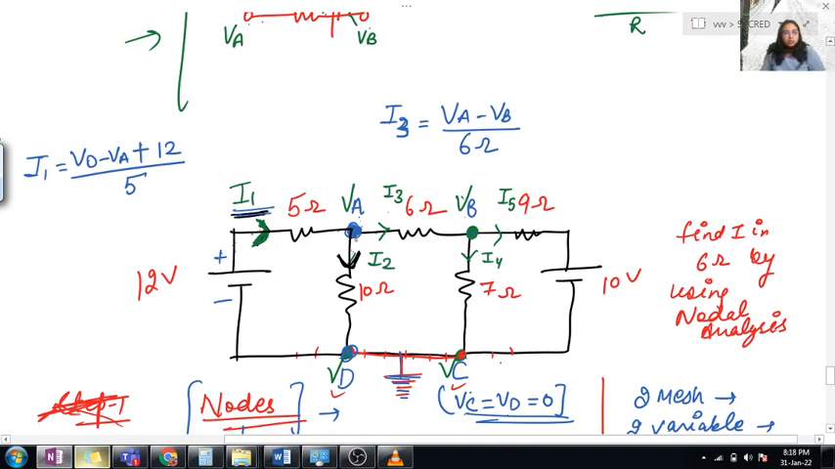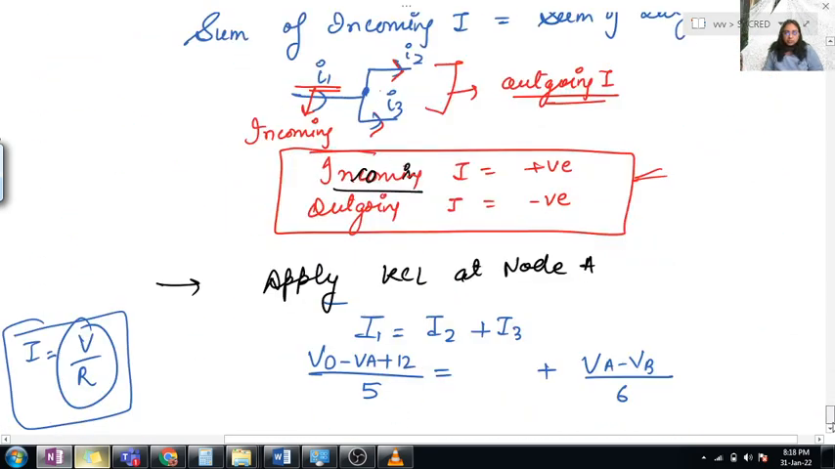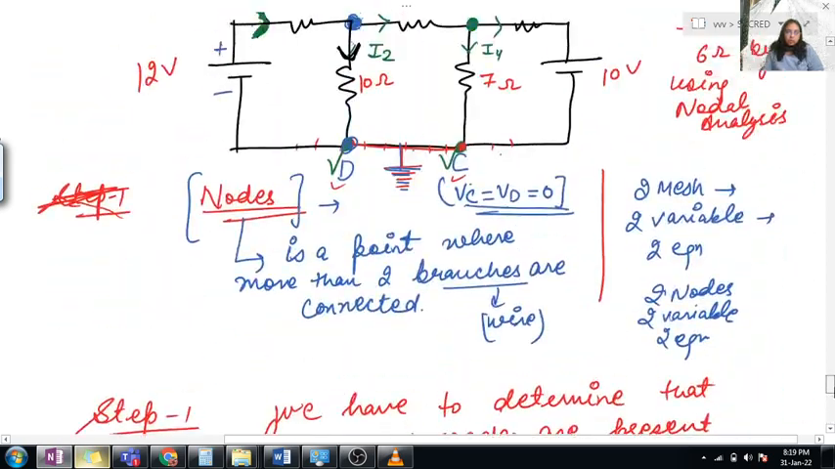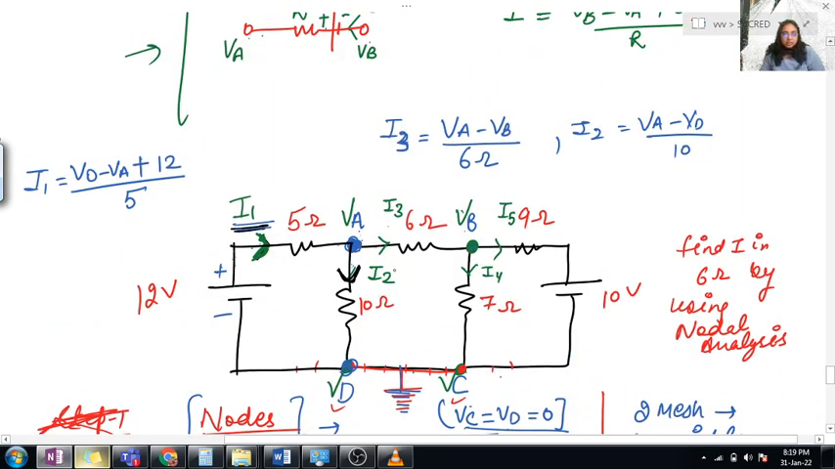Your I2 current is moving from which node to which node? Your current I2 is moving from VA to VD, right? That is VA minus VD divided by 10. This current starts from A and ends at D, so it would be VA minus VD divided by 10. I'm writing down here VA minus VD divided by 10. I hope it is clear. If it is clear, then make the KCL equation for node B by yourself.